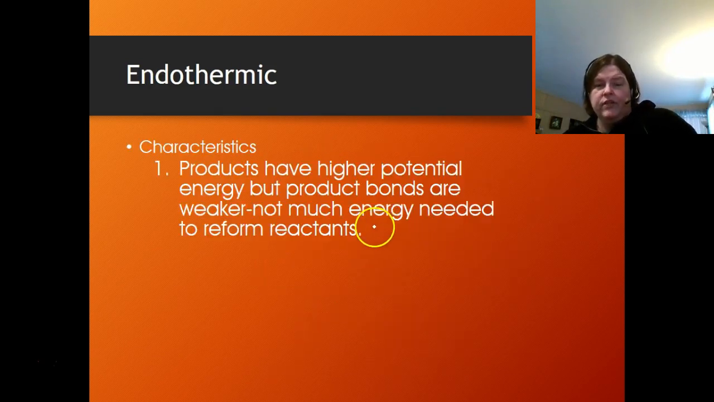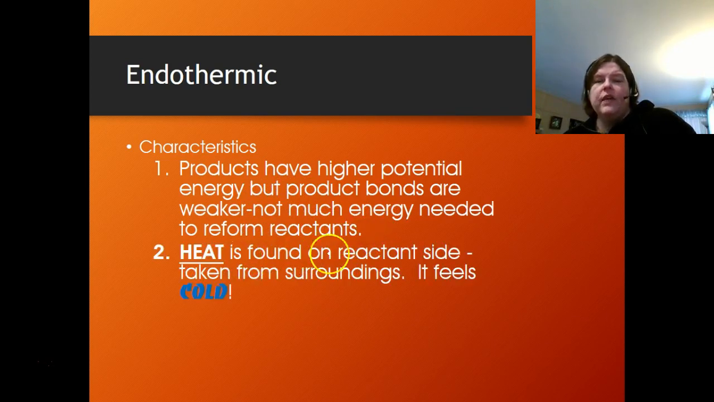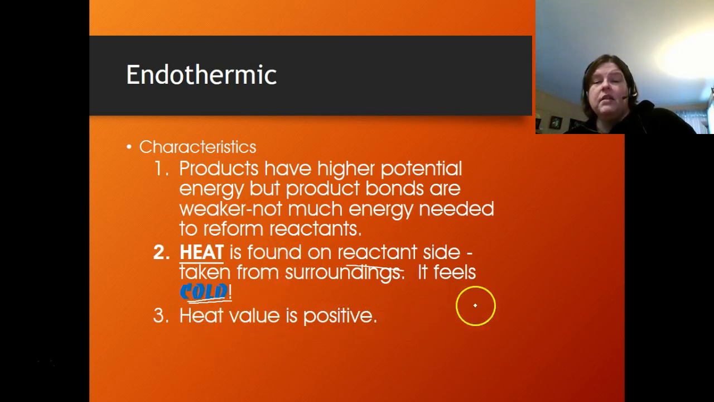Okay, endothermic reaction has different characteristics. Products have higher potential energy, but product bonds are weaker. Not much energy is needed to reform the reactants, and we'll see that in just a little bit. Okay, heat is found on the reactant side, and it's taken from the surroundings, so it means it's going to feel cold. The container that everything is in is going to feel cold. So when it feels warm, that's exo. When it feels cold, it's endo. And that means that it is going to have a positive delta H. So delta H, or the enthalpy change, is going to be positive.